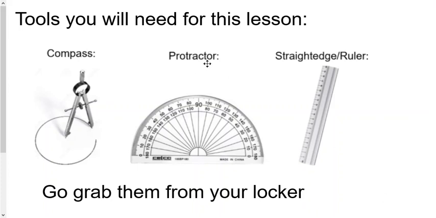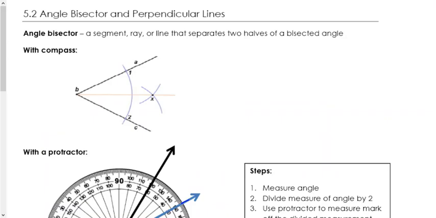So for this lesson, you're going to need your protractor and possibly a straight edge or ruler, but you definitely need to make sure you have your protractor. You don't need your compass for this lesson. Okay, so beginning. So 5.2 angle bisector and perpendicular lines.